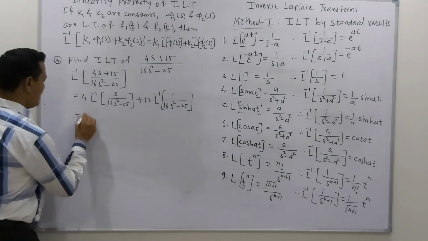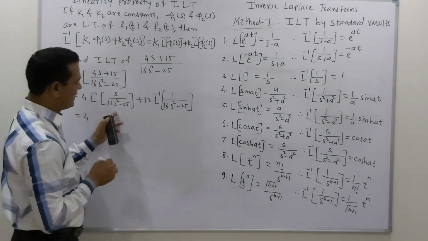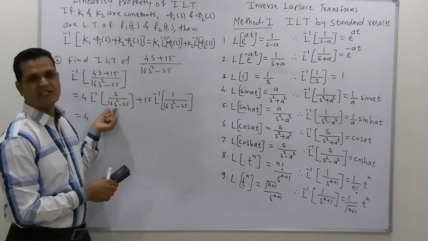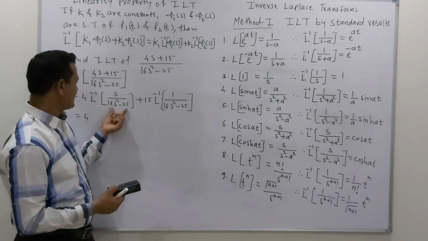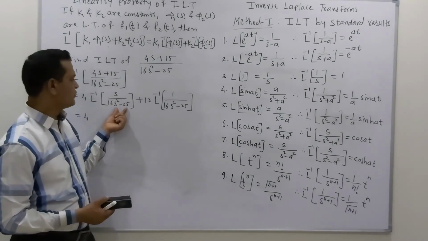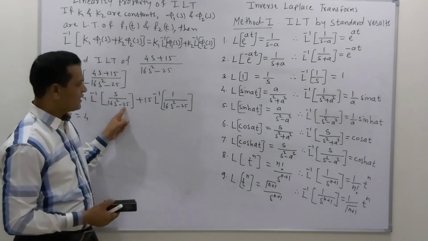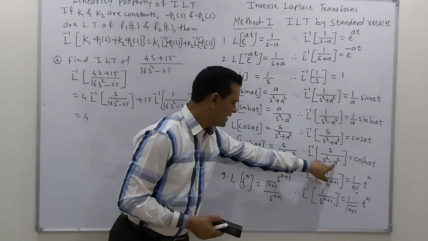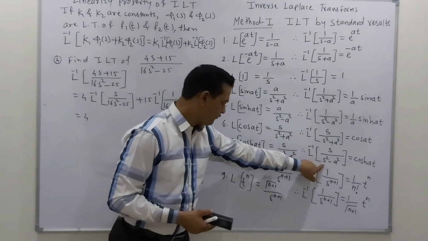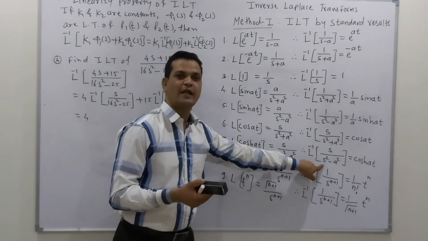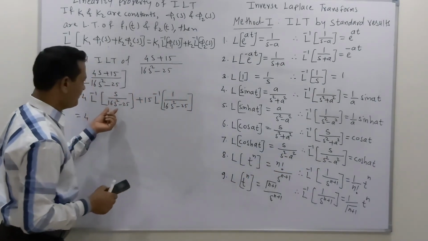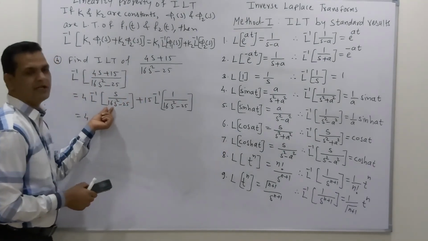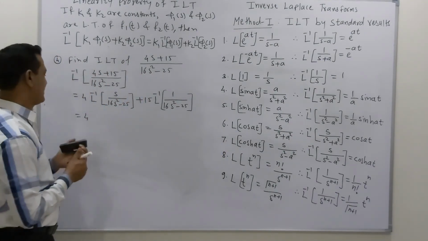But again, friends, to apply this standard result, we require the coefficient of s² as 1, because this is like s² - a². So s upon s² - a², we may apply this result, but for this result we require the coefficient of s² as 1. So now to apply this result number 7, we have to take 16 outside the inverse Laplace transformation.